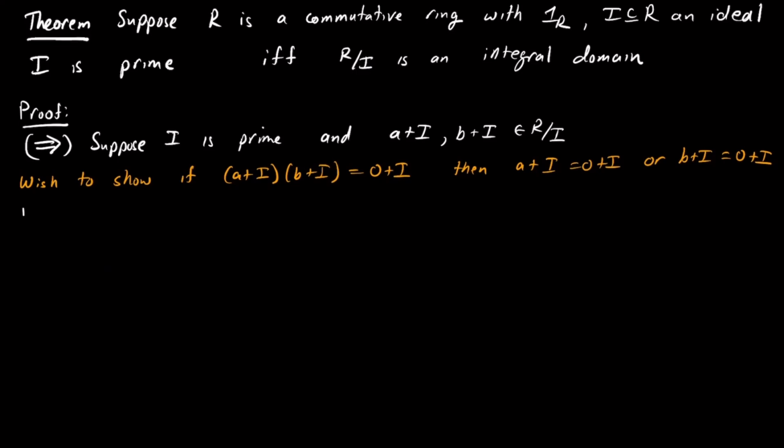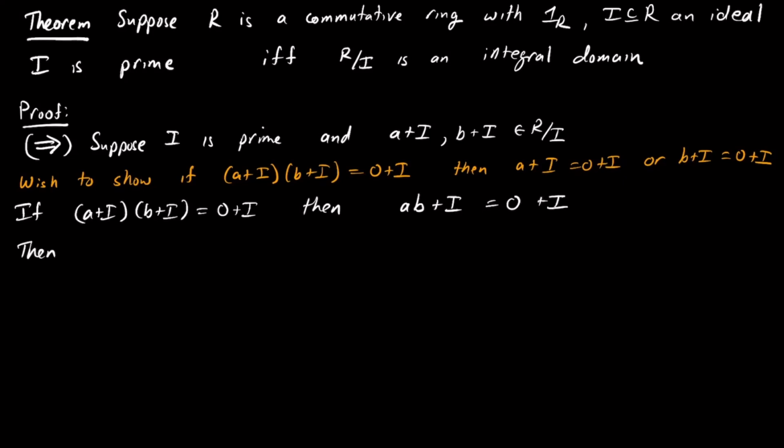Okay, so let's start this proof. If (a + I)(b + I) is equal to 0 + I, then what do I know? I know that ab + I is equal to 0 + I. Well, then what does that mean?